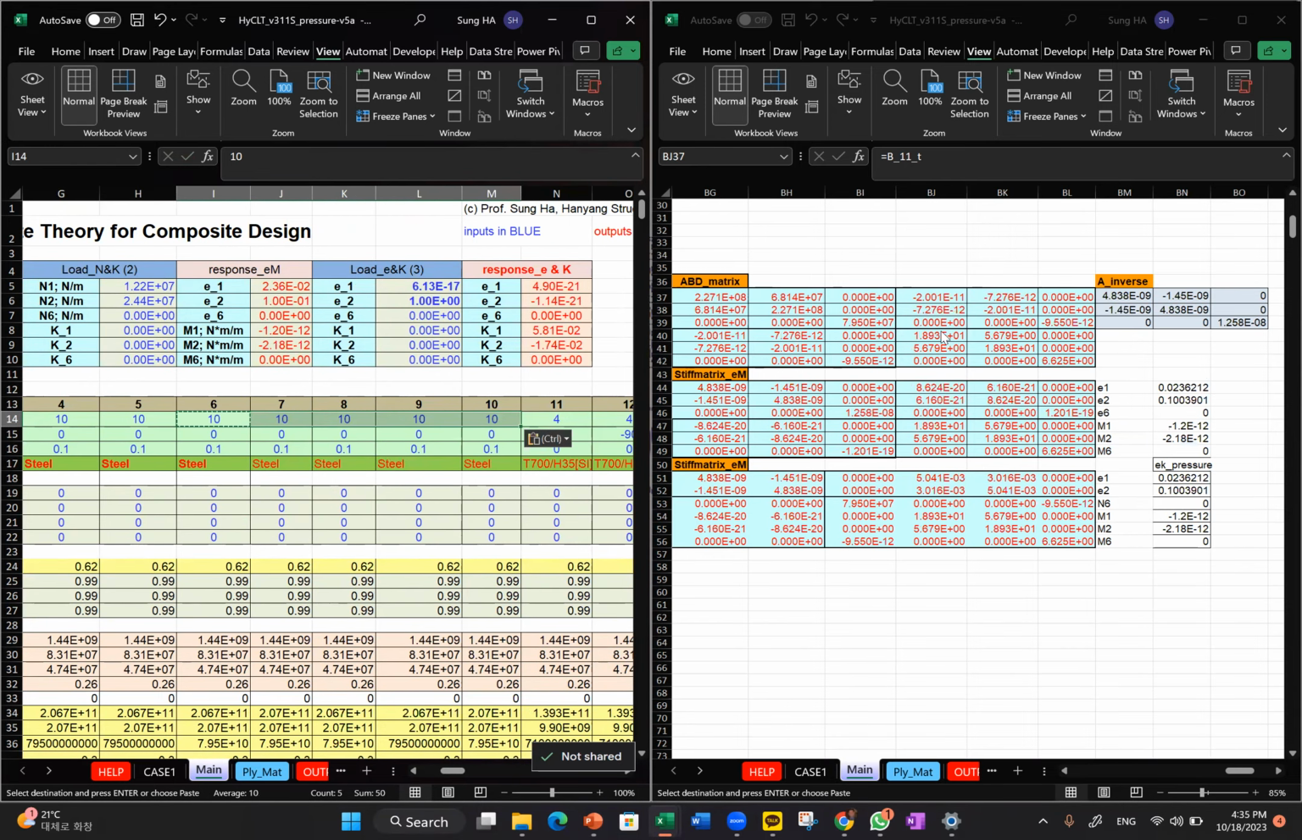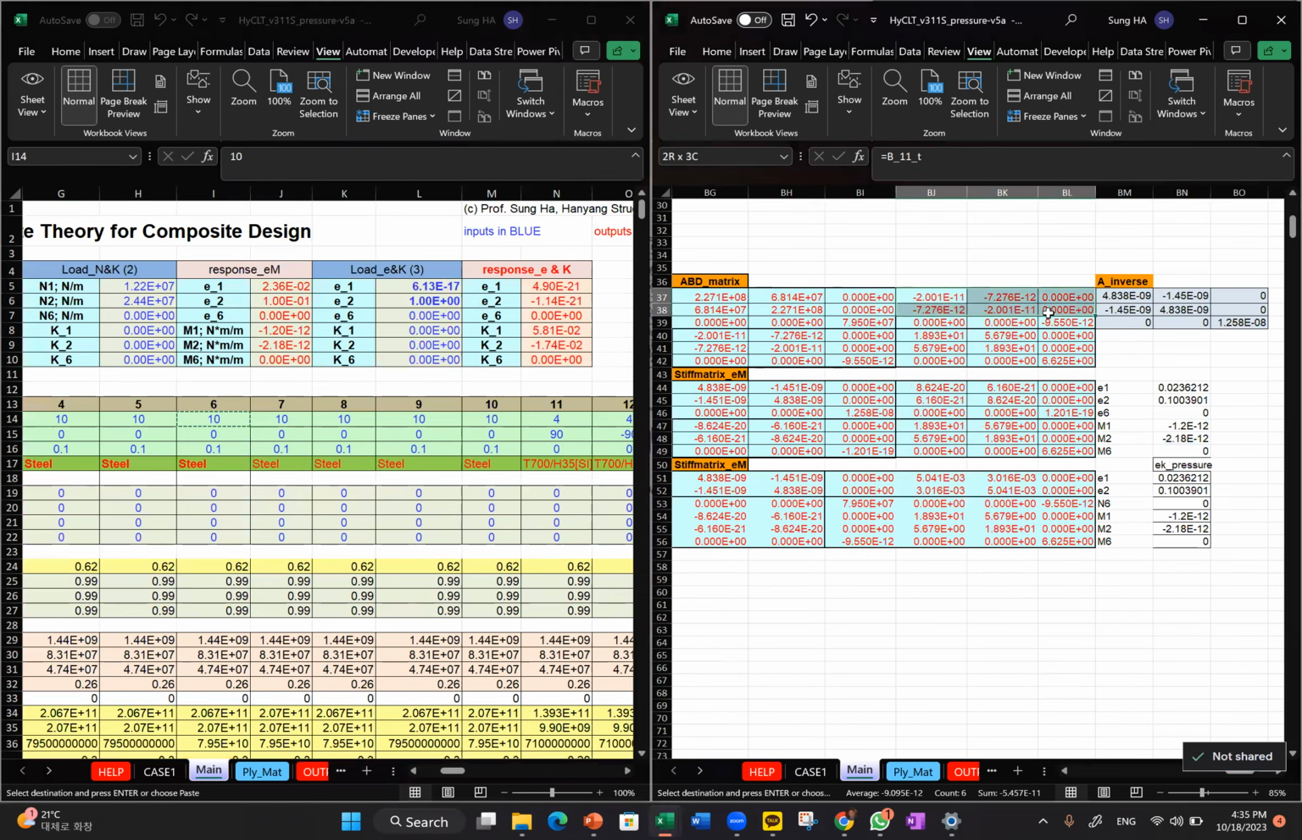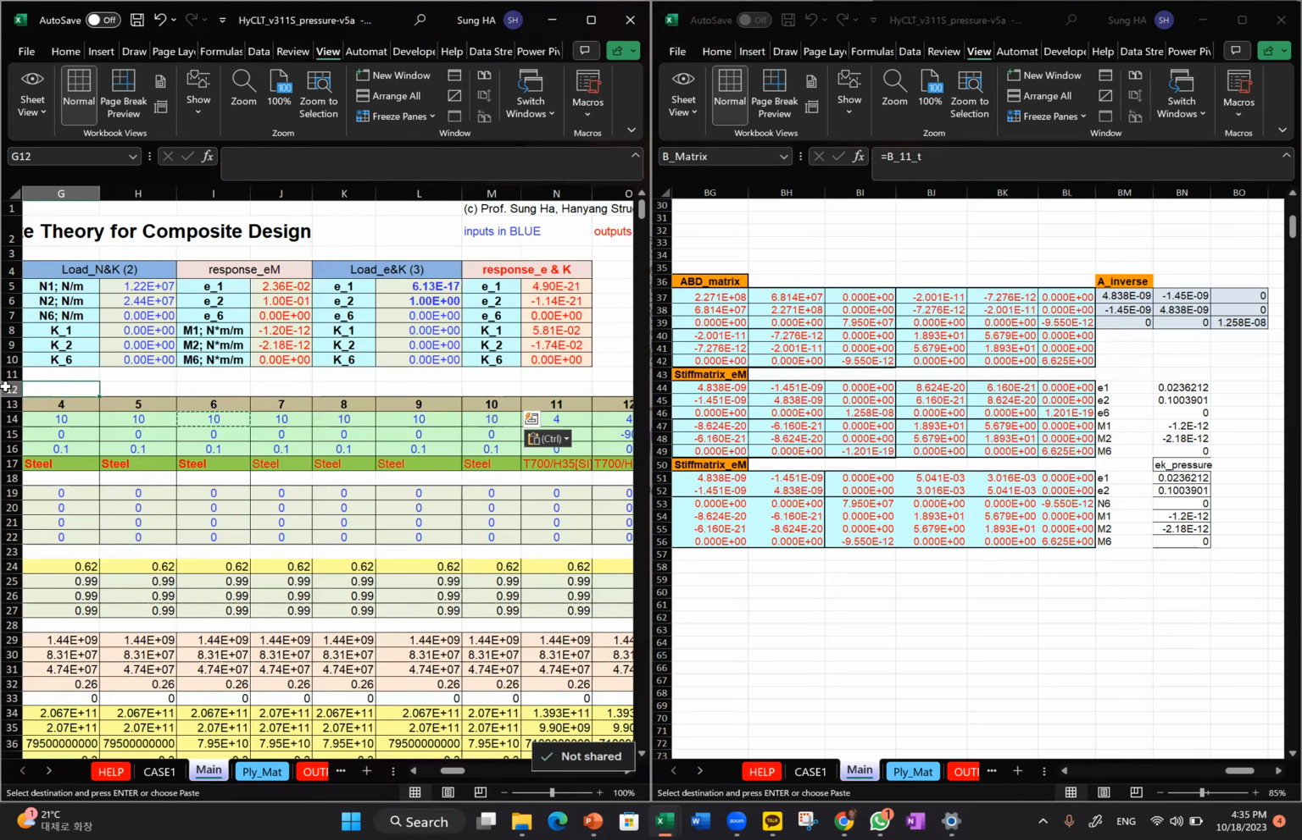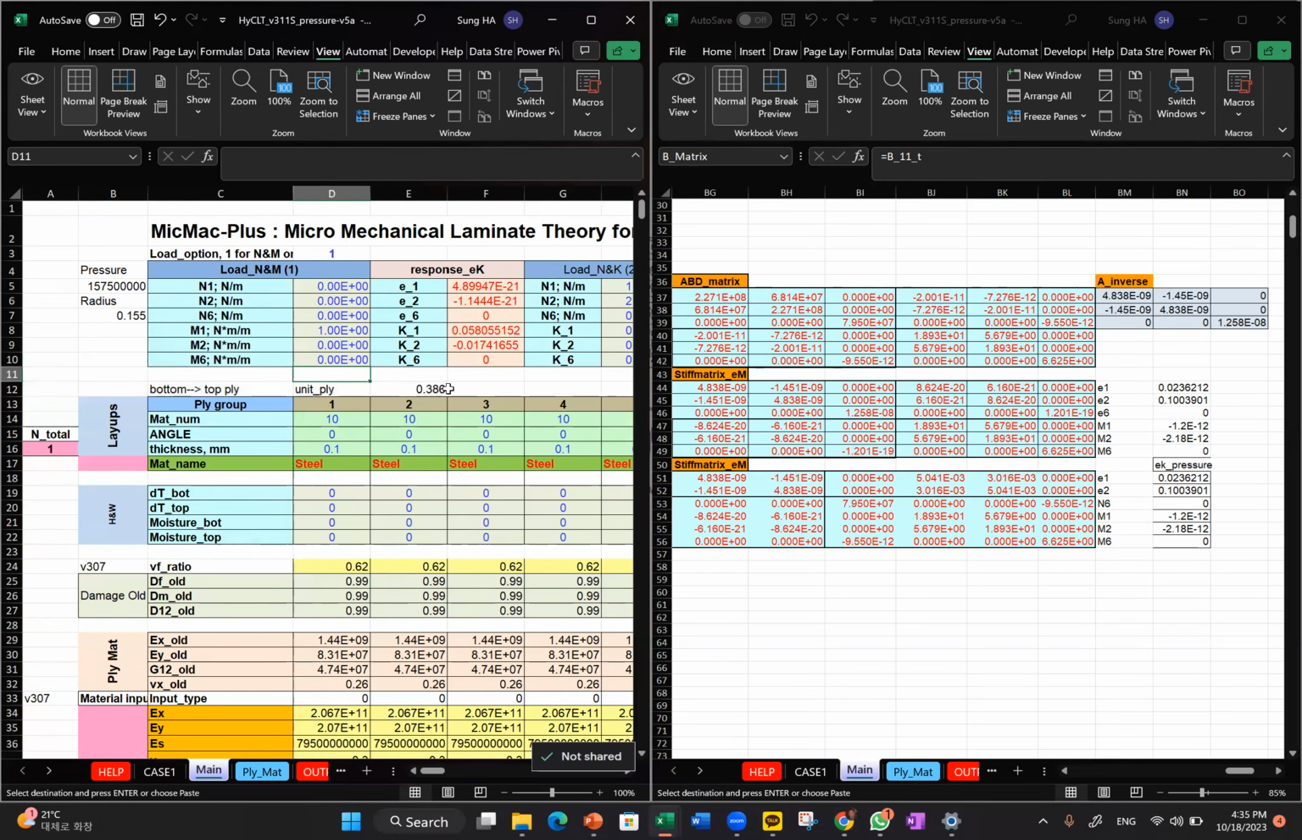Here, all steel. As you can see, this becomes very small. This is again the numerical error, but compared to the other orders, it is very negligible. This means that B equals zero in the case where the laminate is symmetric, in one plane or symmetric.